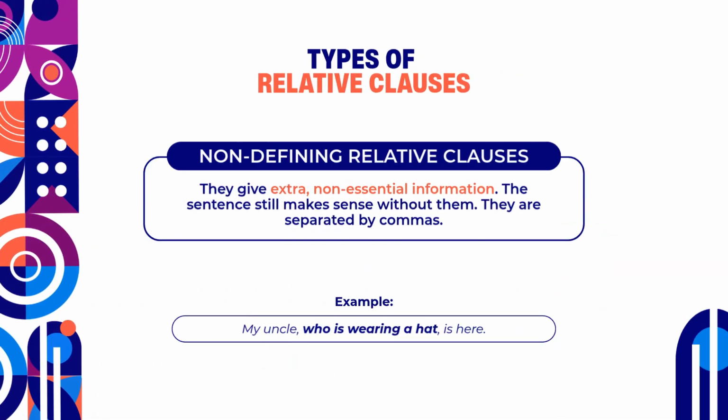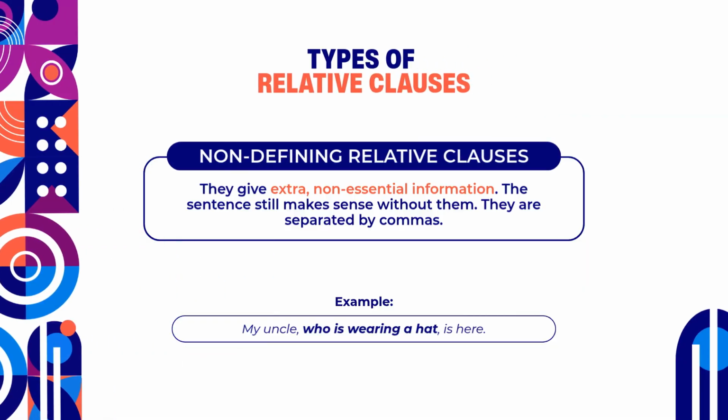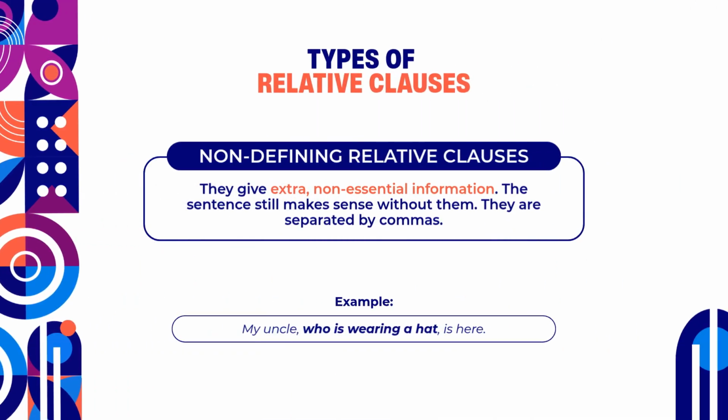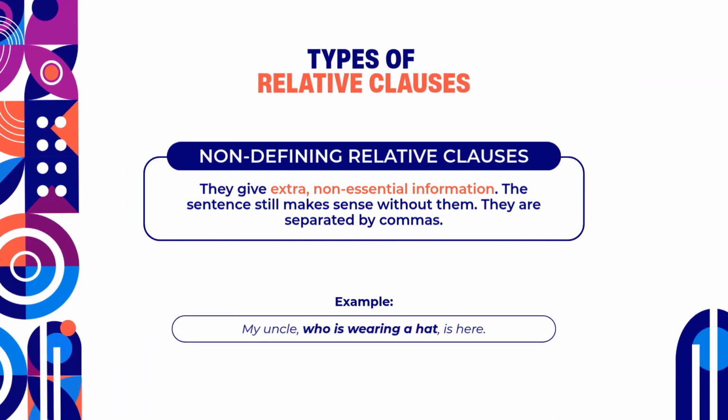Non-defining relative clauses give extra, non-essential information. The sentence still makes sense without them. They are separated by commas. Example: my uncle, who is wearing a hat, is here.